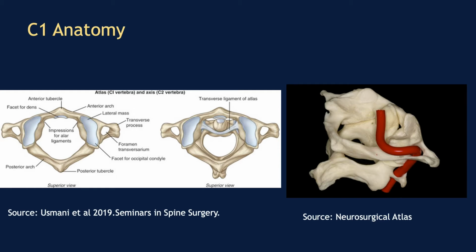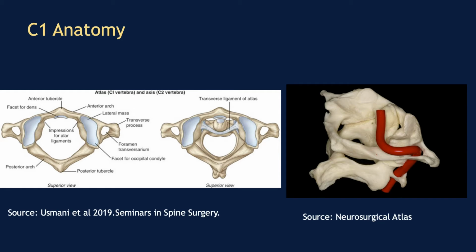However, it supports the cranium via the articulation of the superior articular surface of the lateral masses with the occipital condyle. This articulation also accounts for the majority of flexion and extension that occurs in the head. The inferior articulating surface of the C1 makes contact with the superior articulating surface of the axis, which is C2.